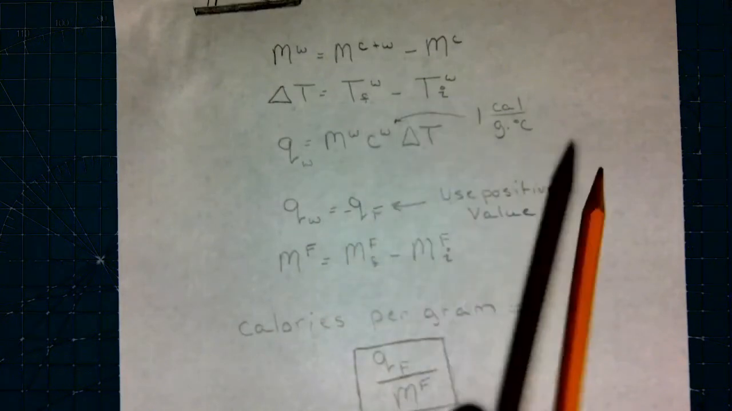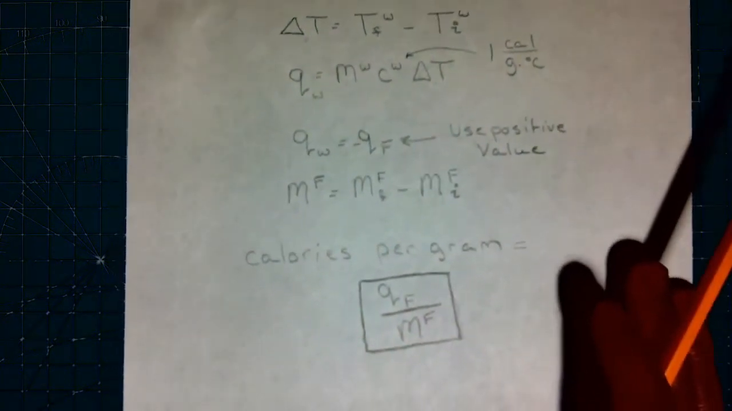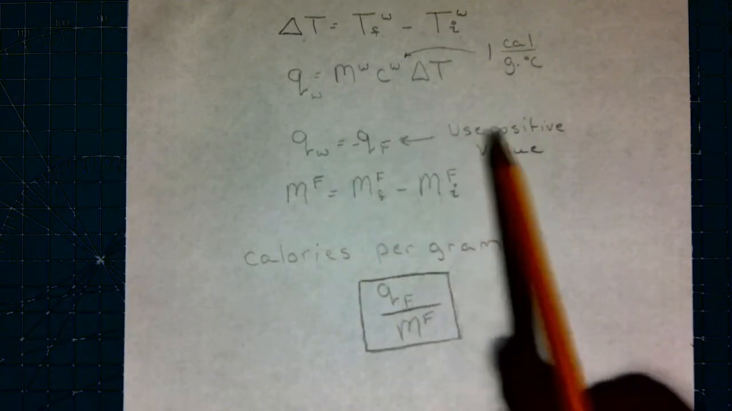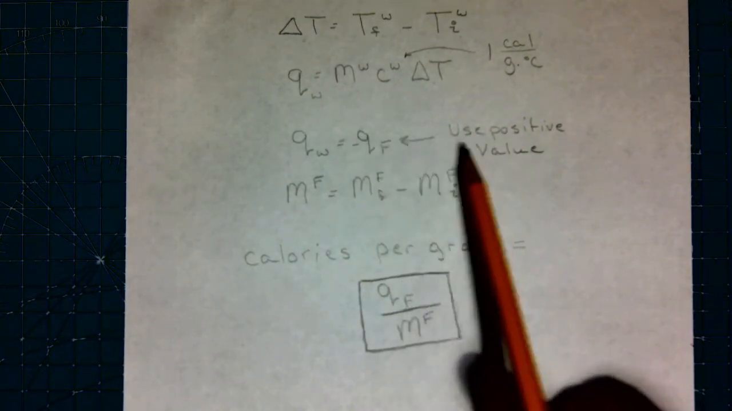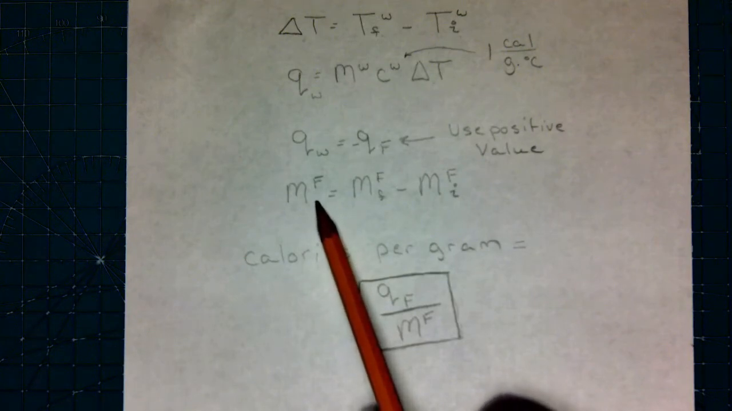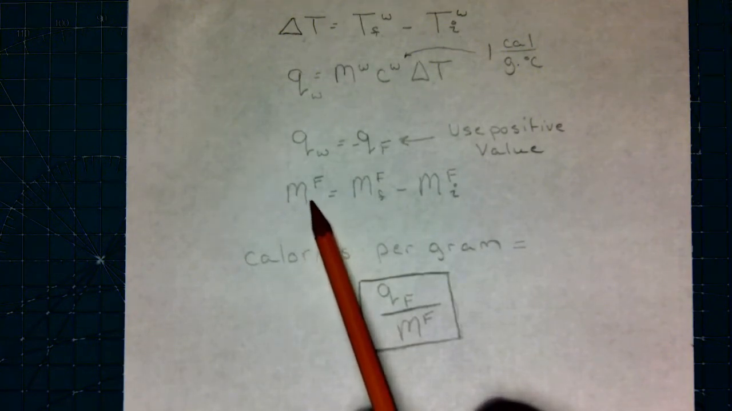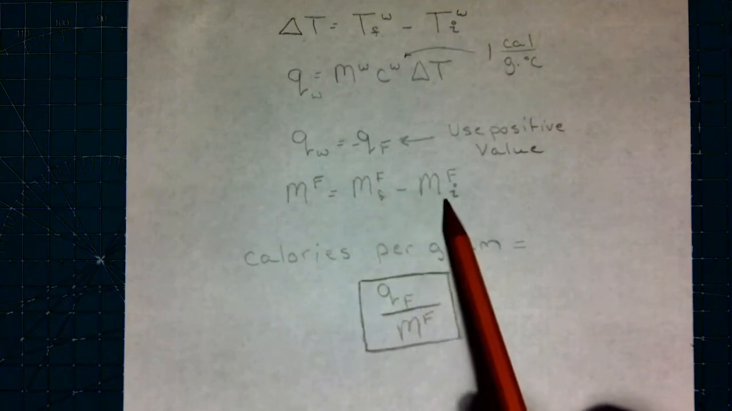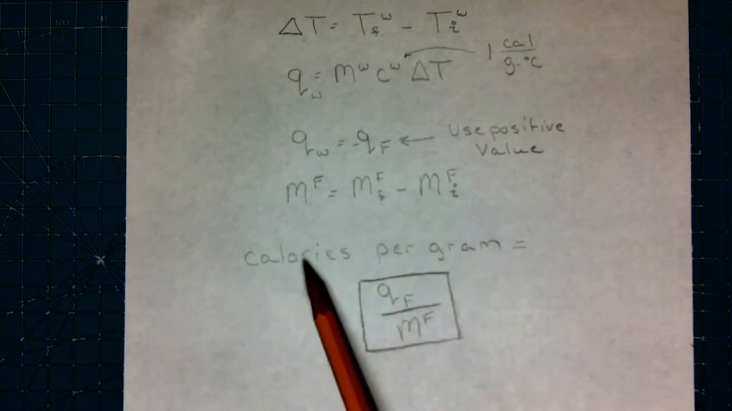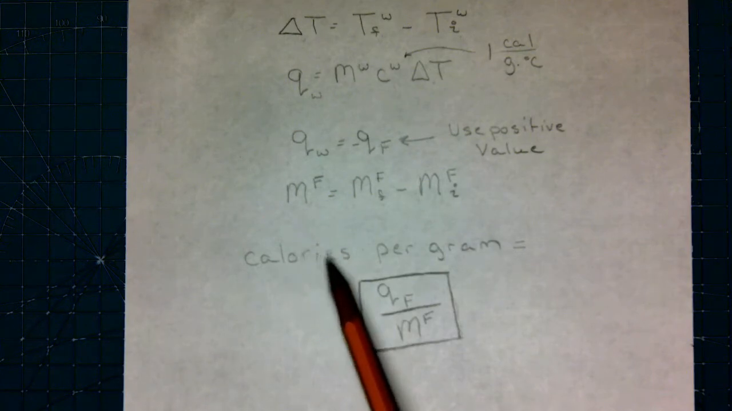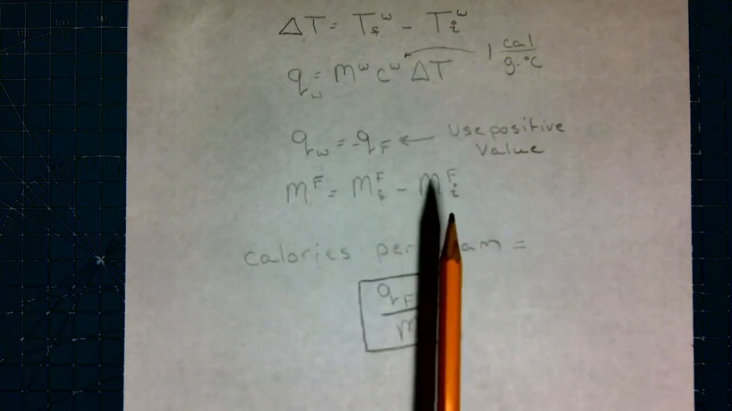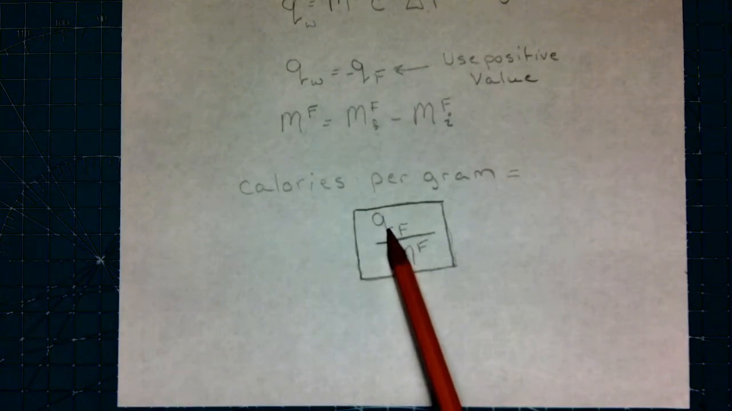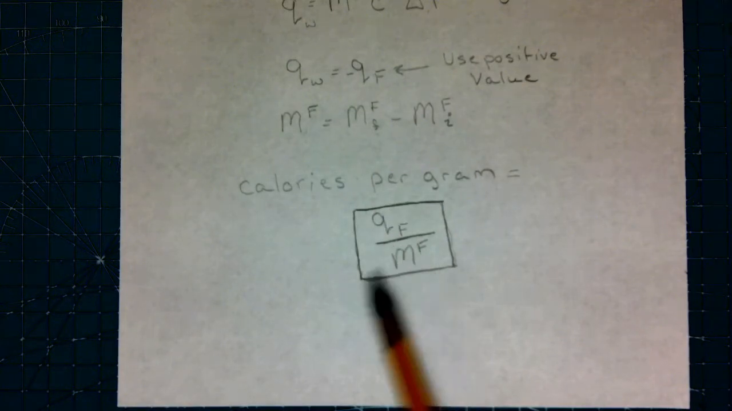We're going to recognize that the heat gained by the water was lost by the food, but we're not really going to use that negative sign. We're just going to put the positive value in. And then we're going to figure out what mass of the food burned by taking the final mass of the food minus the initial mass of the food. And then we can calculate the calories per gram as that heat divided by the mass of food that was burnt.